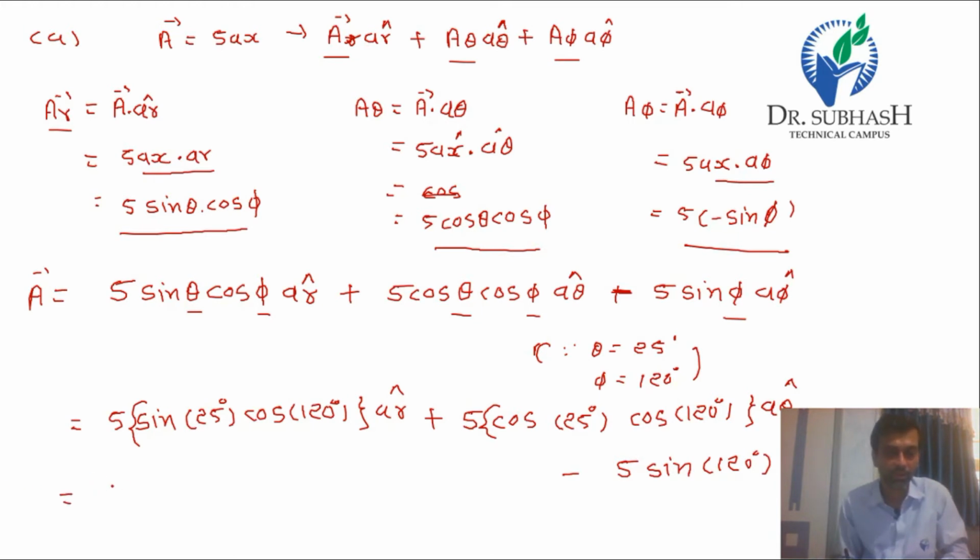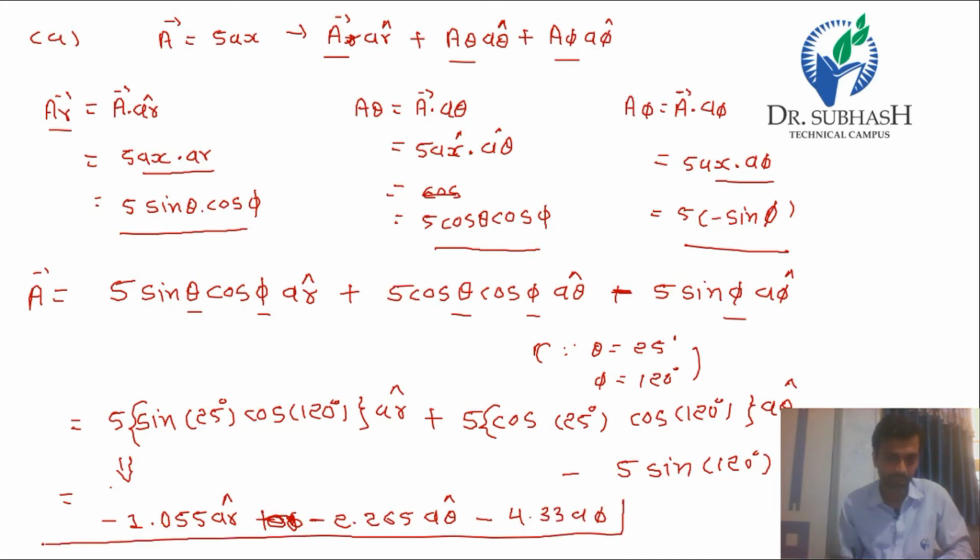If we put in the values and evaluate them, we get the answer minus 1.055 in AR direction plus minus 2.265 in A theta direction minus 4.33 in A phi direction. This is our final vector in the spherical coordinate system at point B.